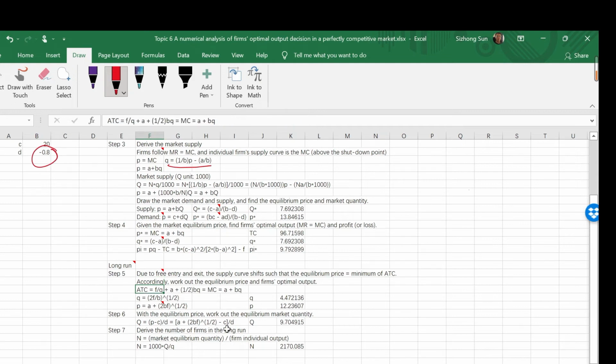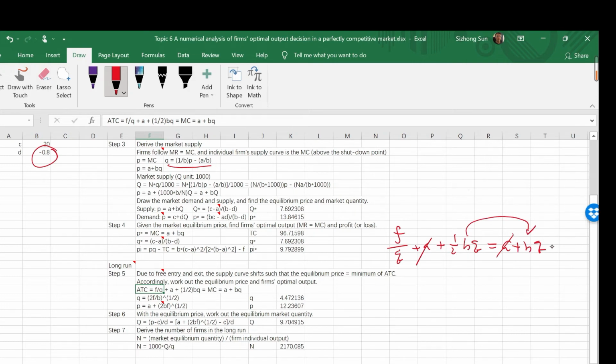So let's take the average cost function, which is F over Q plus A plus 1/2 BQ, and equate this with the marginal cost, which is A plus BQ. Average cost and marginal cost intersect at the minimum point of the average cost. So this cancels out with this. Move this term to the other side.